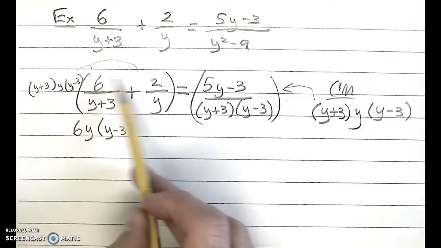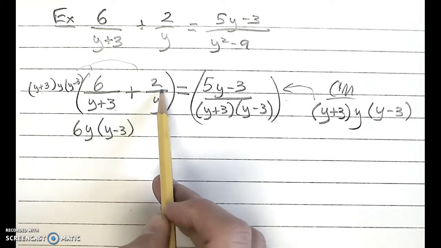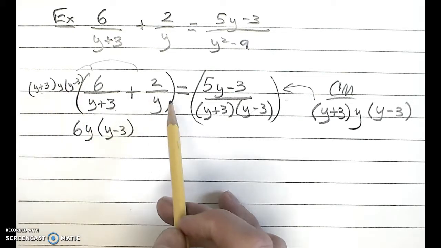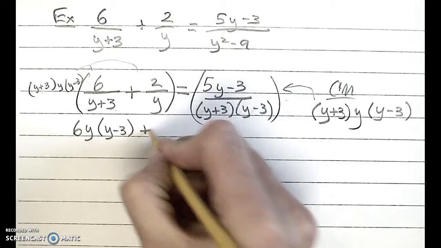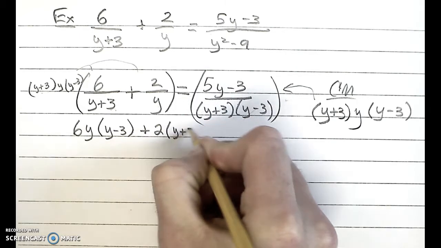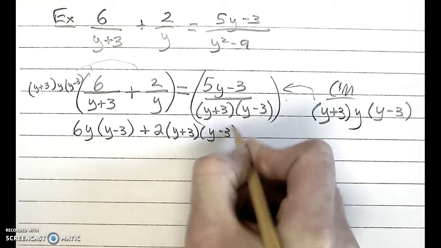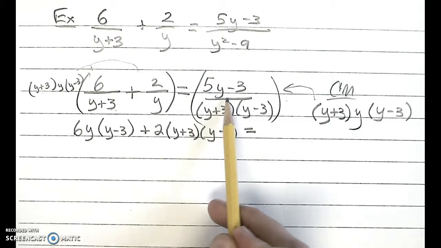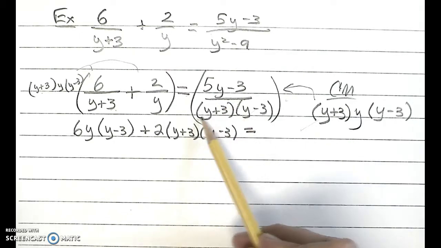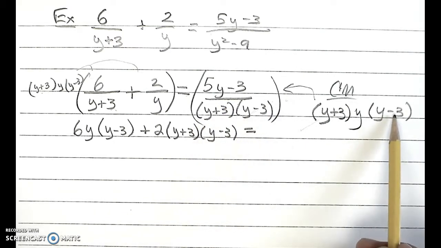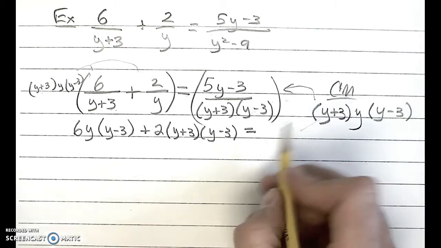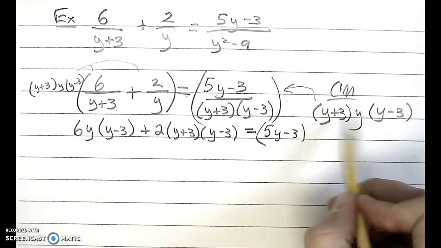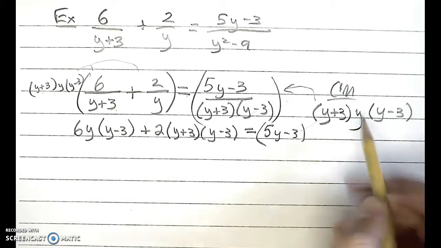Taking this term into my 2 divided by y. What's going to cancel? The y over y will cancel. So plus 2 times y plus 3 times y minus 3. And then on this side of the equal sign, I have a y plus 3 that will cancel, and the y minus 3 will cancel. Okay? So I'm left here with 5y minus 3 times the only piece of this multiple that's left is y.